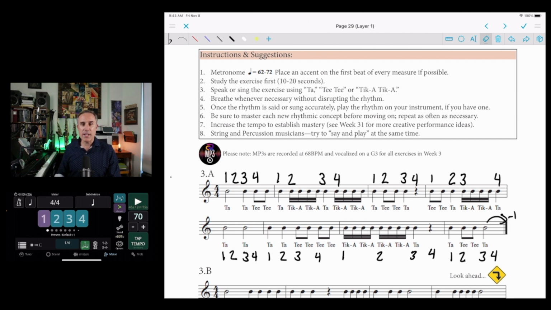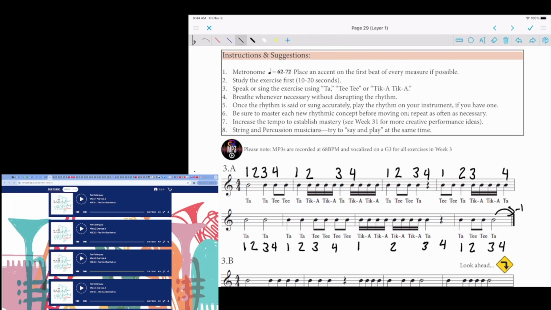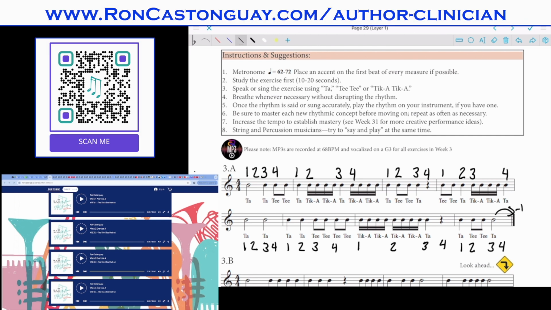So let's see how we did. All right, and of course, the way we check our accuracy is by referring to the MP3 that accompanies exercise 3A. I'll leave links on this page so you can access all of the MP3s. They are, again, free to the world, whether or not you buy the book.